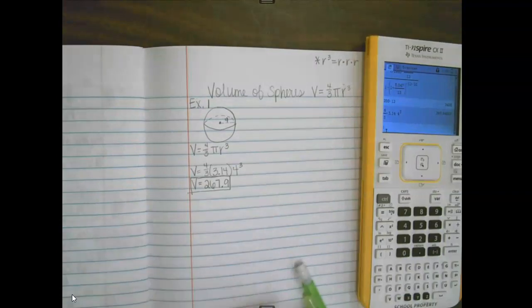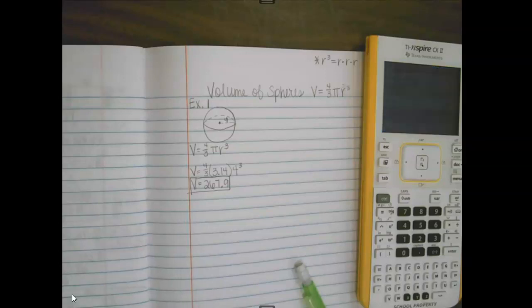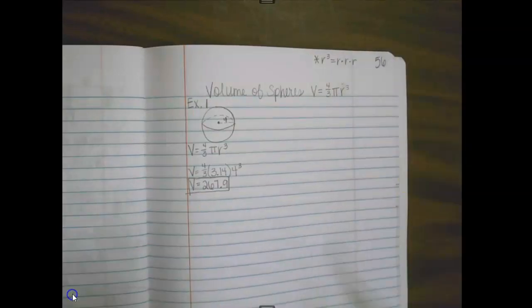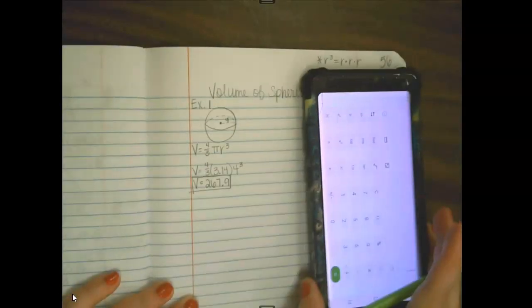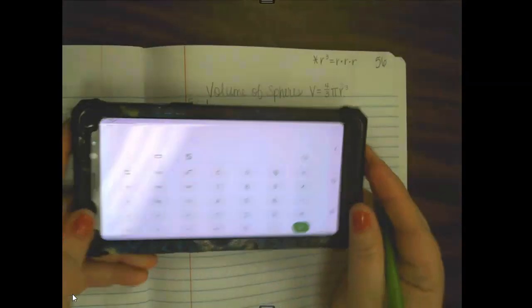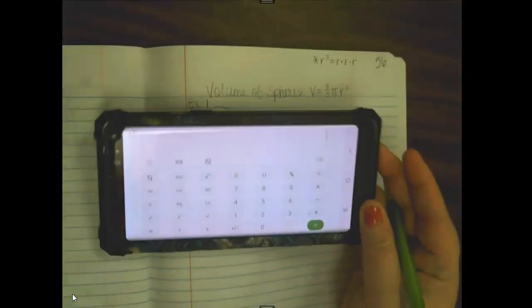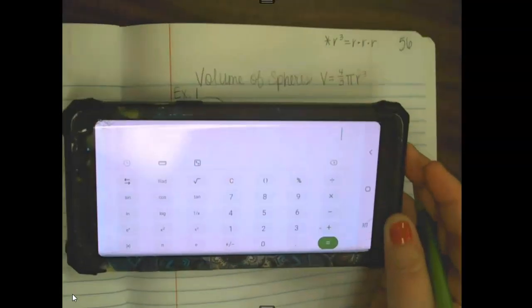Now I'm also going to show you how to do it on a simpler calculator, because obviously we don't all have that kind of calculator. I'm going to use my phone calculator and show you. On my phone, when you turn it sideways, you get a little bit more options. I do have a Samsung. I do not have an iPhone, but iPhone's the same way. You can turn it sideways, but the buttons may look a little different.